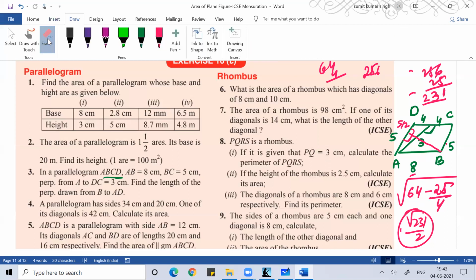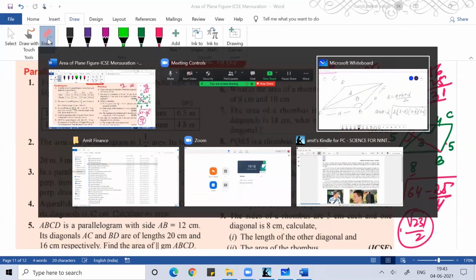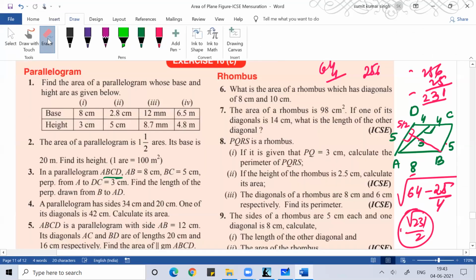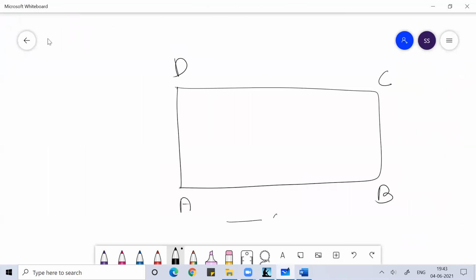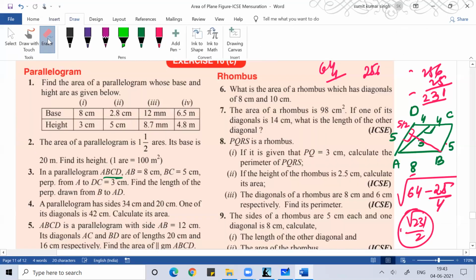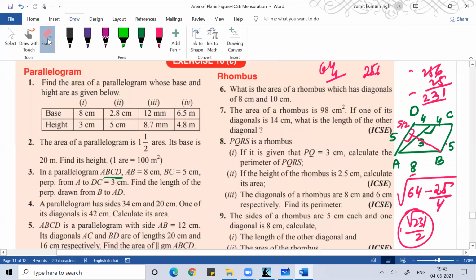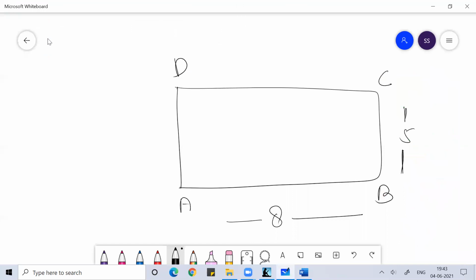No, sir. In the parallelogram ABCD, AB is 8. What are the properties of a parallelogram? BC is 5. Perpendicular drawn from A to CD. Which structure should I draw? Perpendicular drawn from A to CD.